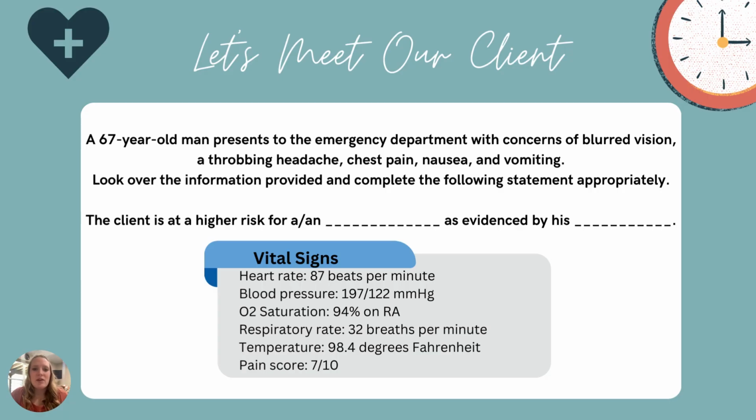A 67-year-old man presents to the emergency department with concerns of blurred vision, a throbbing headache, chest pain, nausea, and vomiting. Look over the information provided and complete the following statement appropriately. So here at the bottom of the slide, you'll see your client's vital sign record. I'll let you look over those vitals, and then we have a dyad-style question for you to answer. Feel free to pause here if you need to in order to give yourself some time to look things over. I'll show you the answer choices here on the next slide.